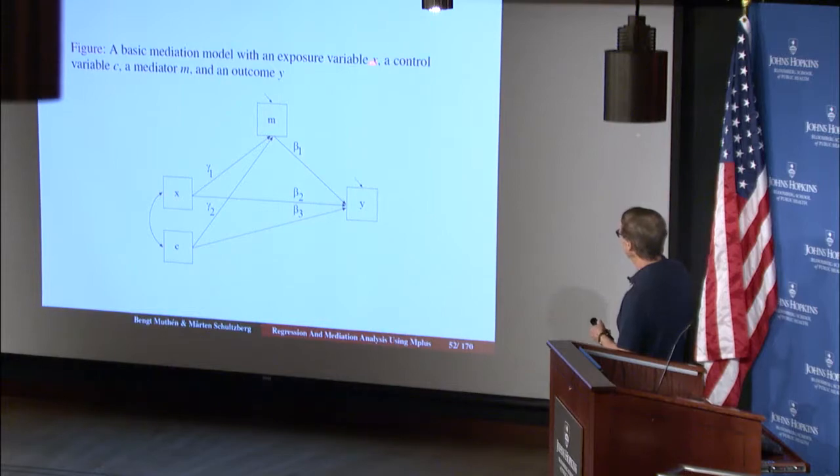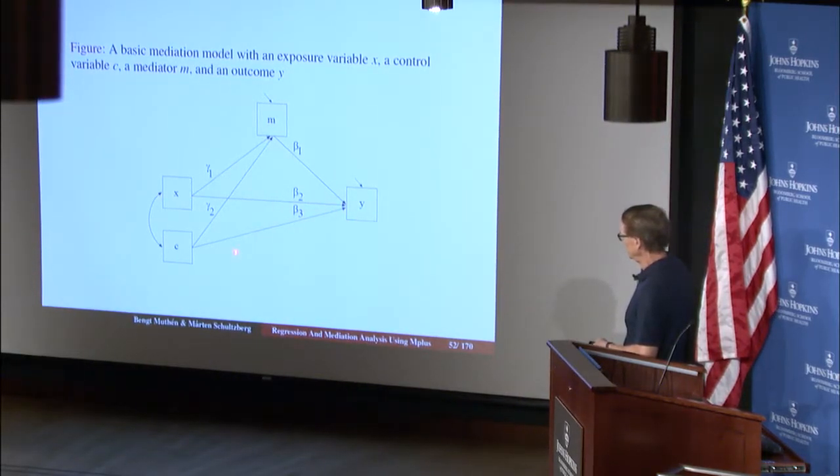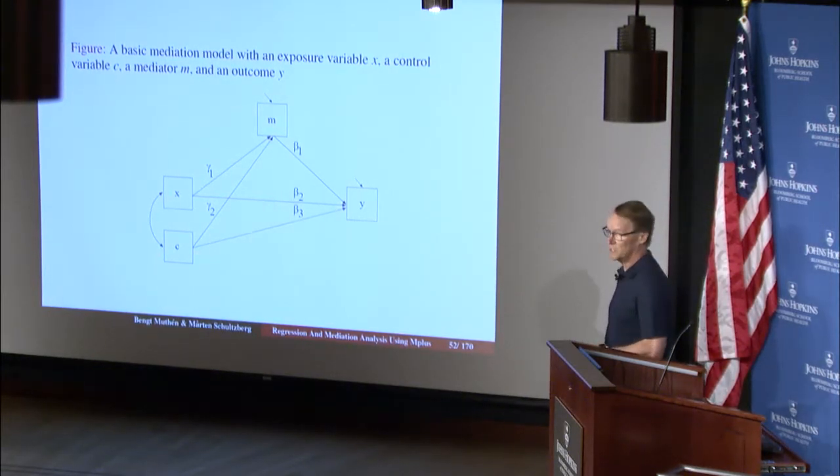And we're going to have a control variable C. That's the notation they use. And then, of course, the mediator is M and the outcome is Y. So if you look at this, you know that the usual indirect effect is beta 1, gamma 1. And the usual direct effect is beta 2, right? Now, we want to encourage people to include control variables for several good reasons.